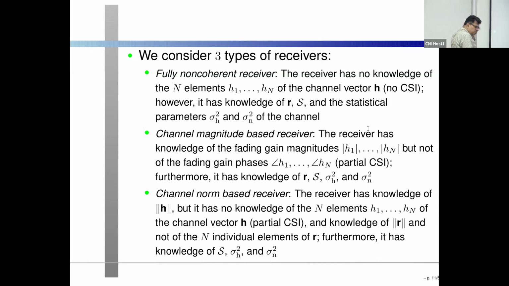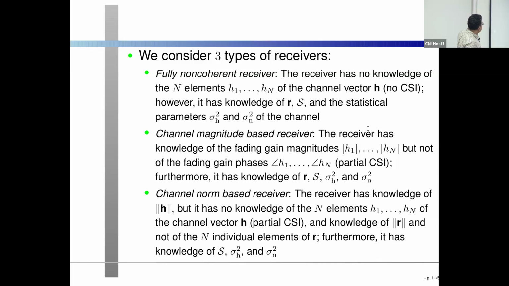Now we consider three kinds of receivers. One is the fully non-coherent receiver. Here it has no knowledge of the n elements h1 to hn of the channel vector, that is, no channel state information, or rather no instantaneous channel state information. It has knowledge of R, and of course it has knowledge of S, which is the constellation you are using. This is not a modulation classification problem we are talking about here. So it knows what modulation is used, and the statistical parameters sigma h squared and sigma n squared.